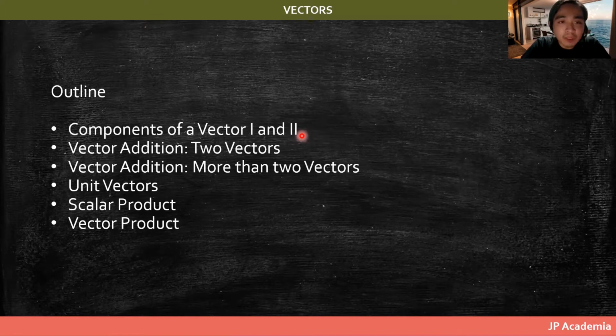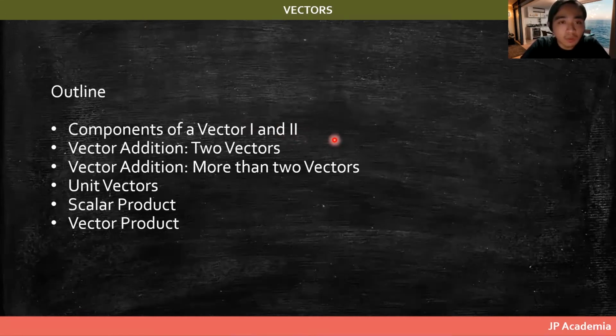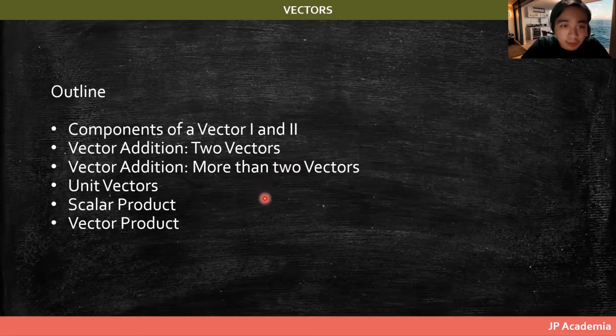So may mga problems ako rito for components of a vector. May dalawa akong problem dyan, 1 and 2. Vector addition for 2 vectors. Then may problem din ako for vector addition for more than 2 vectors. Then of course, meron din tayong problems for unit vectors, important sa pag-analyze ng components. Then we have scalar product and vector product, yung last two problem solving natin.